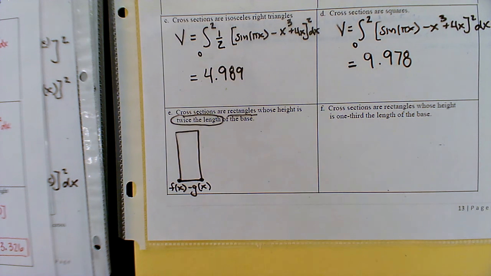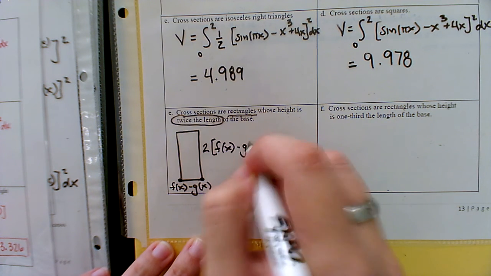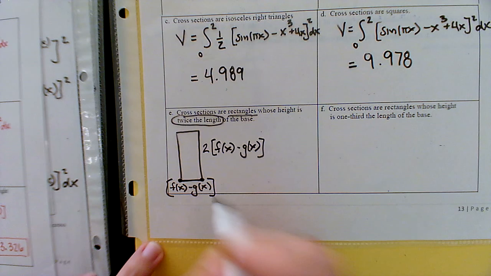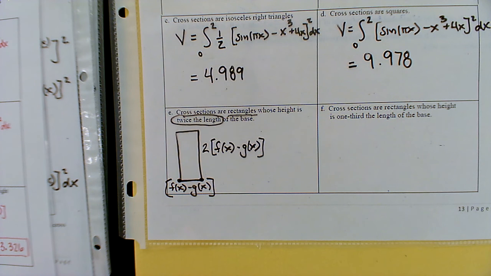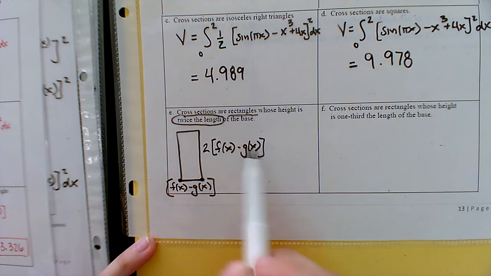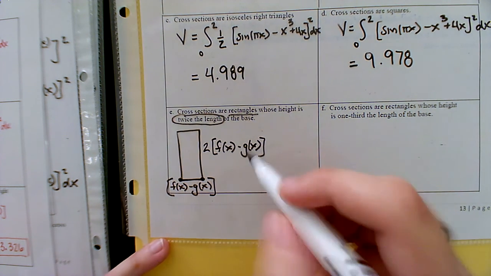How can we label the height if it's twice the length of the base? Yeah, 2 times that, yep. 2 times f of x minus g of x. So now that we have this rectangle labeled, how would you find the area of that rectangle? Good, Eric? Just 2 times f of x minus g of x squared. Yes, we need base times height, and notice how if you multiply those together, we're going to have another f of x minus g of x squared.